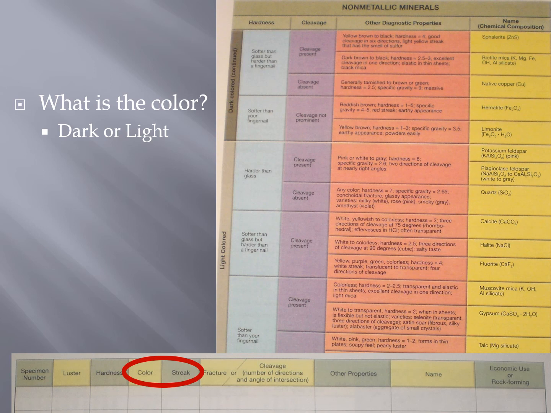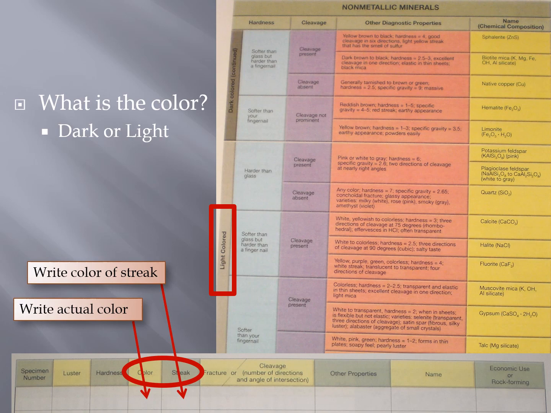Next would be color and streak. So these are the first observations that we should try to go for. What is the color of the mineral? What is the streak of it? Does it have a streak? Does it leave a powdery white streak, or does it just not leave a streak at all? If it does not leave a streak, that means the mineral is harder than the ceramic plate. So is it a light colored streak versus a dark colored streak?